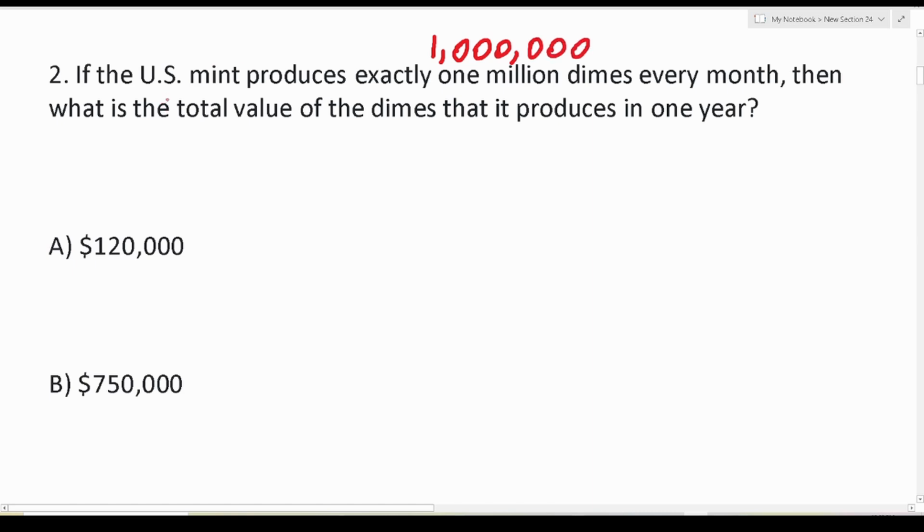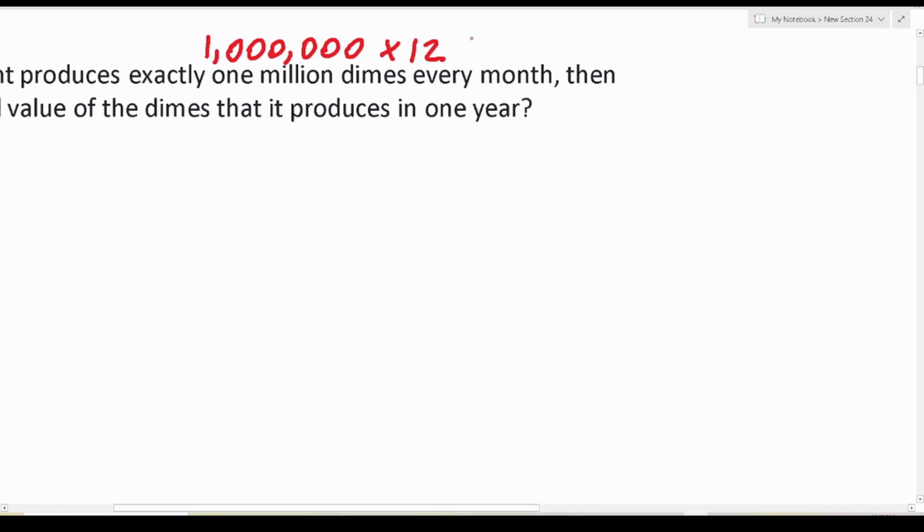So according to this problem, the U.S. Mint produces 1 million dimes every month. But that said, we want to figure out what the value is of the dimes that it produces in 1 year. So if it produces 1 million dimes a month and there are 12 months in a year, that's 1 million times 12. That means it's producing 12 million dimes every year.